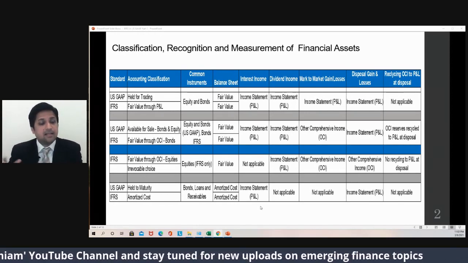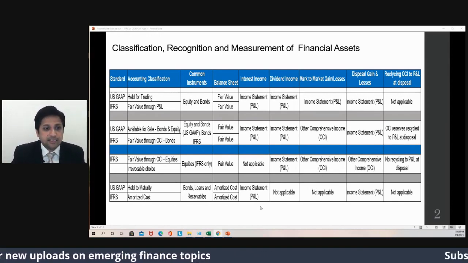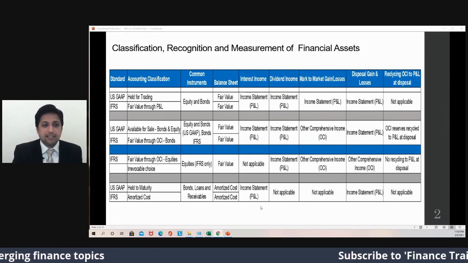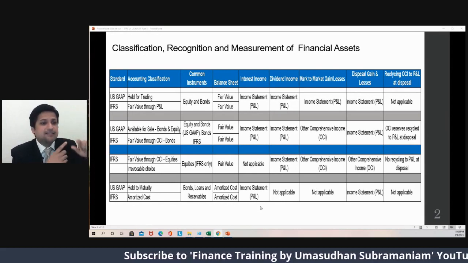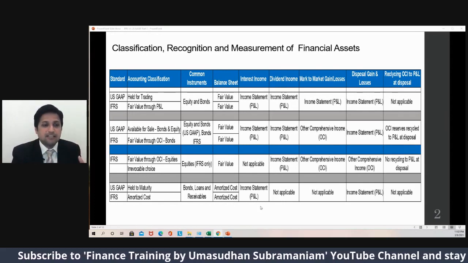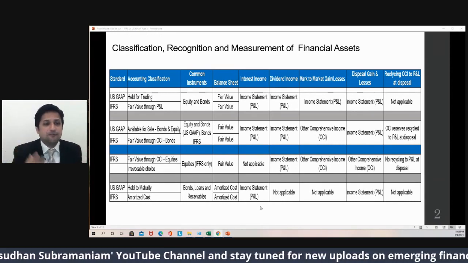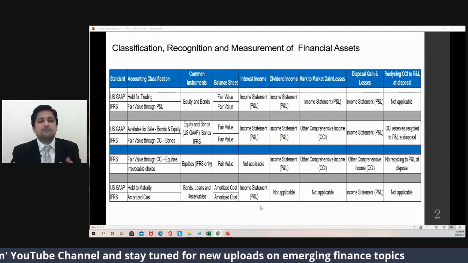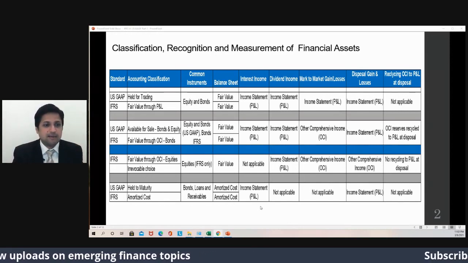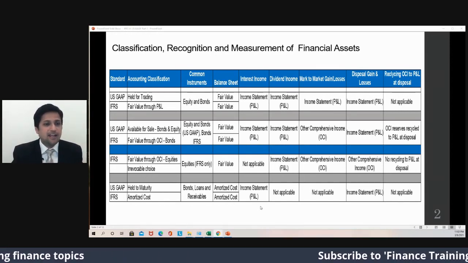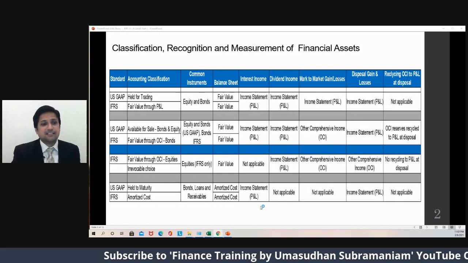And remember, at the time of disposal, the gain or losses on disposal must also be recognized in the income statement. In addition, you are also going to see interest income for bonds and dividend income for equity investments recognized in your income statement. So when it comes to held for trading, the only difference between IFRS and US GAAP is just the terminology. In US GAAP, we call it held for trading. In IFRS, we call it fair value through P&L. Let's get into the next category.